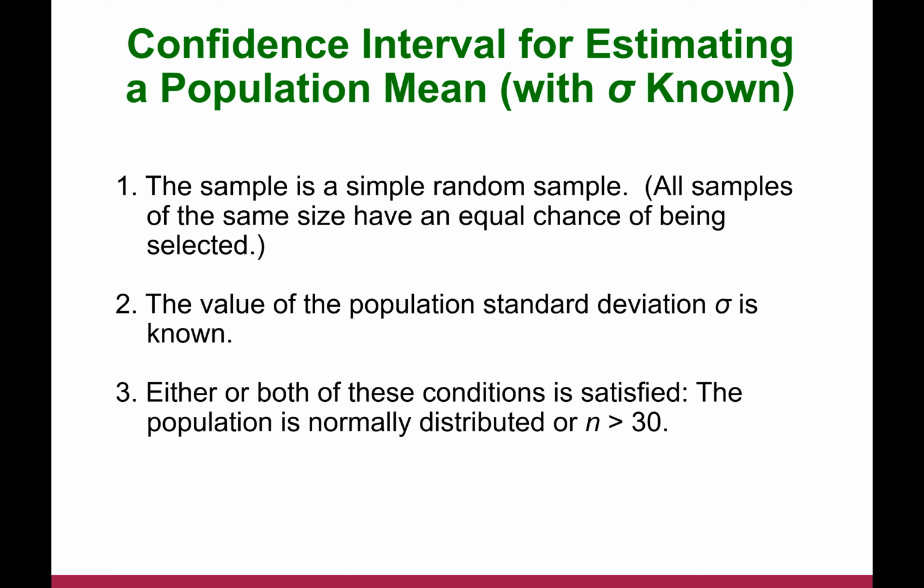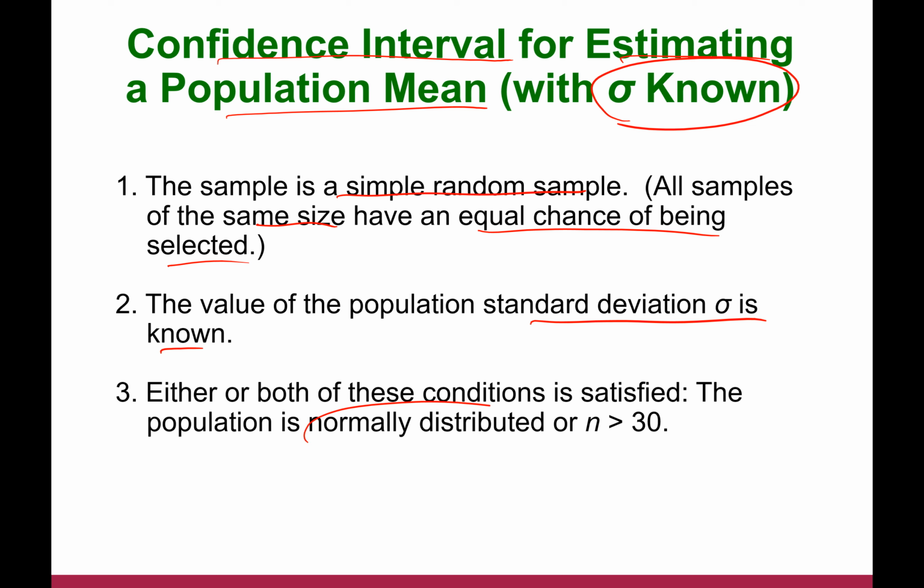The requirements to construct a confidence interval for estimating the population mean, sigma given: the sample is a simple random sample, where all samples have the same size and equal chance of being selected; the value of the population standard deviation is known; and either one or both of these conditions is satisfied: the population is normally distributed, or the sample size is bigger than 30. Then we can use the critical z-score here.